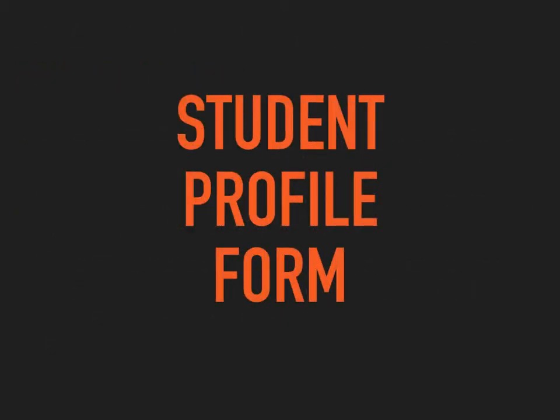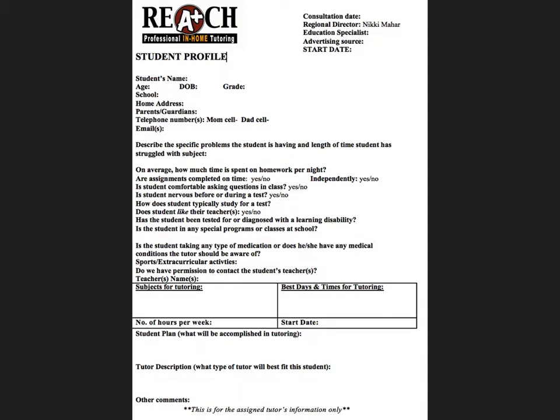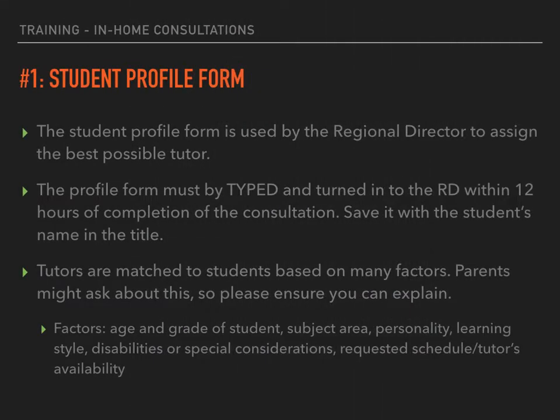The first thing that you will complete upon sitting down with the parents and the child is the student profile form. This is what it looks like when it first comes to you, but note that the name of the regional director in the upper right corner may change depending on who your director is for that client. The student profile form is used by the regional directors to assign the best possible tutor for the child. The profile form must be typed and turned into the RD or regional director within 12 hours of completion of the consultation. Please save it with the student's full name in the title.